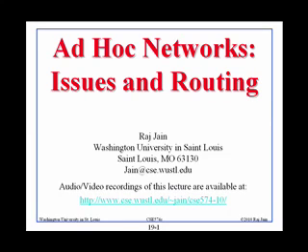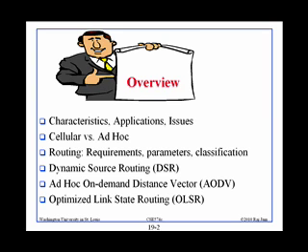So today we are going to do ad hoc networks, and most of it is actually about routing in ad hoc networks. First we will talk about what makes ad hoc networks difficult, where they are used, and what the problems are. Then we compare them with cellular networks, which are obviously not ad hoc. Then we talk about routing in ad hoc networks. This is in some sense a shorter lecture, mostly on ad hoc, and we'll talk about three routing methods: dynamic source routing, AODV, and OLSR.